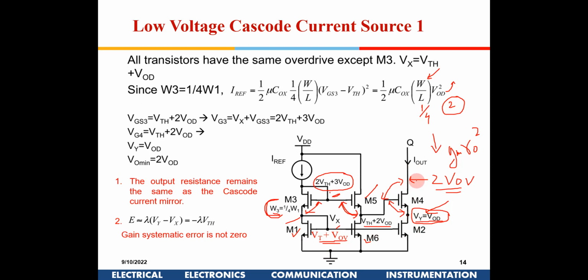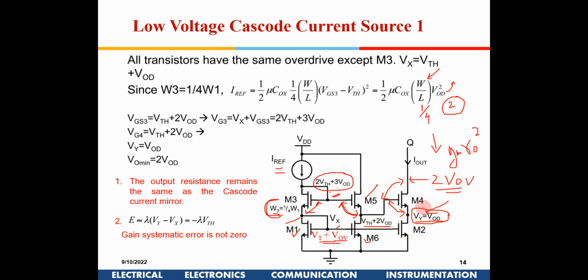Sir, what systematic error we have introduced, sir? Here VDS is not the same for M1 and M2. So I can't say I out and I reference are related by the W by L ratios, I can't define it by that relation, because VDS is different here. Okay, so this is an issue.